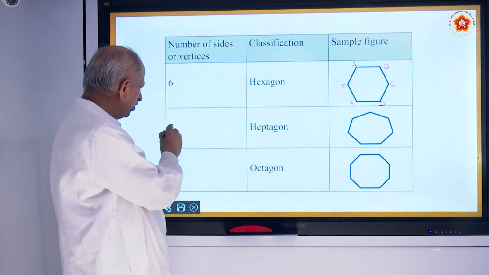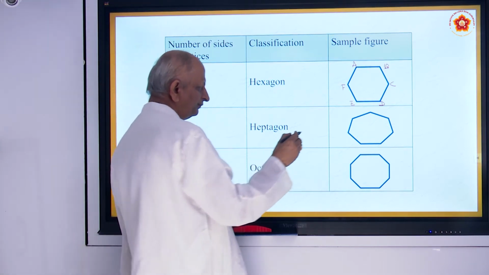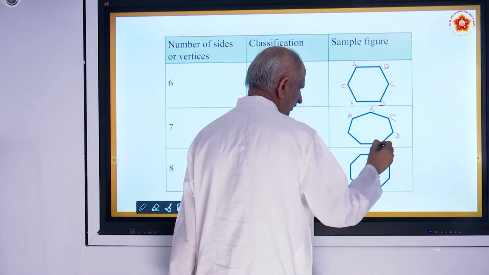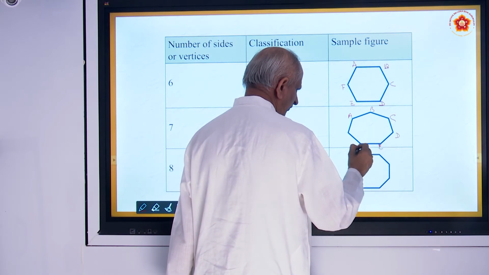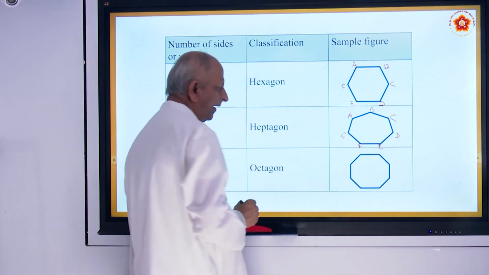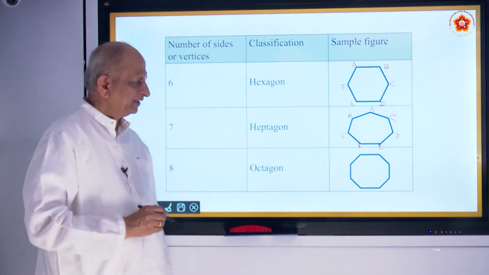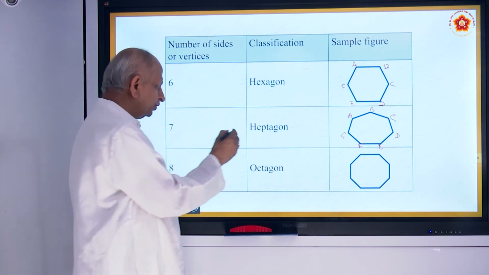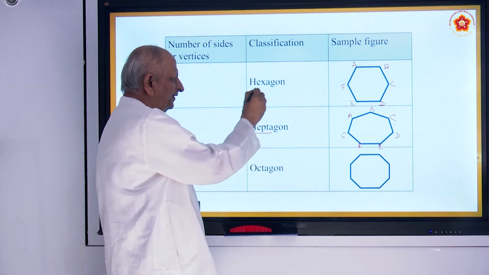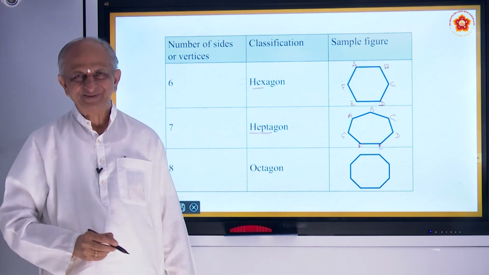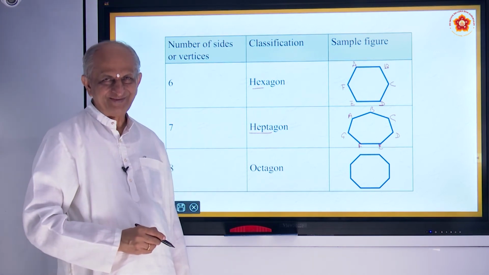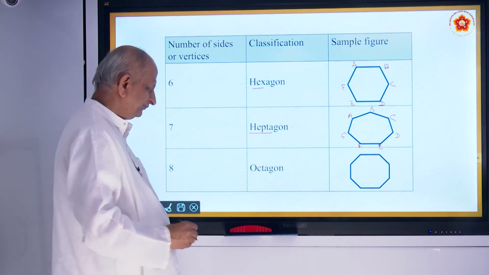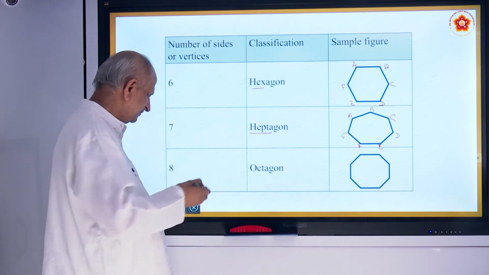Heptagon means what? How many sides? 7. So you can start anywhere: A, B, C, D, E, F, G. Heptagon: 7 vertices, 7 angles, 7 sides. So note the name hepta. Hexa means 6. Penta means 5. Tri means 3. Quadri means 4. So I must repeat 5, 6 times.